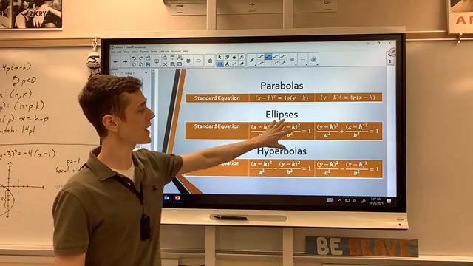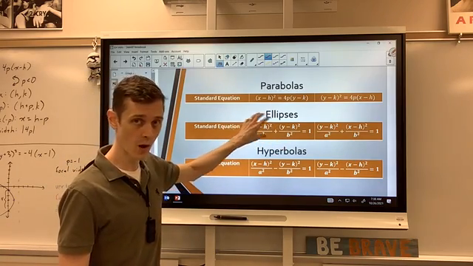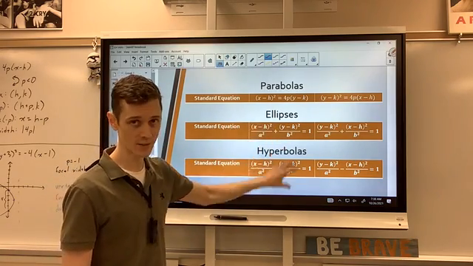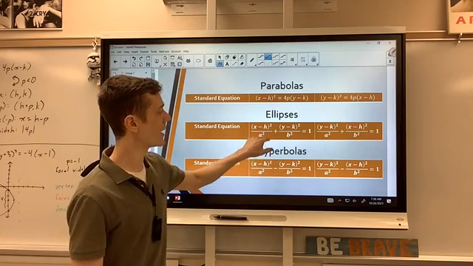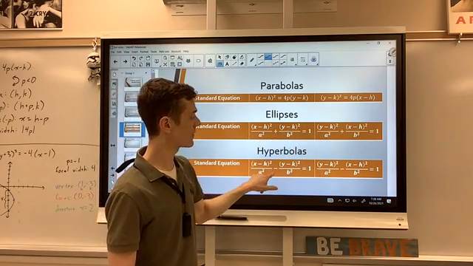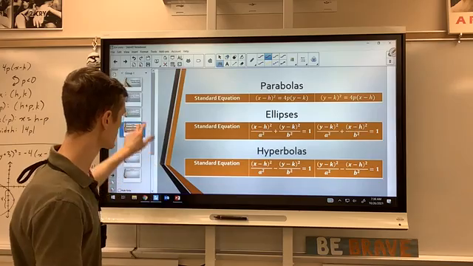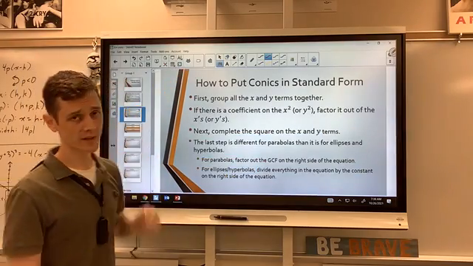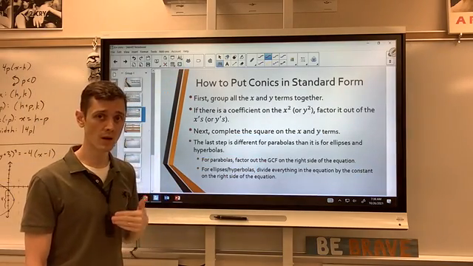For the ellipses, I know that I'm going to have the x's and the y's all on the left-hand side of the equation, and it's the same situation for the hyperbolas. The big difference between the ellipse and the hyperbola is whether I'm going to have a plus between the fractions or a minus between the fractions at the end. So first, group the x's and the y's on which side of the equation you need them on.